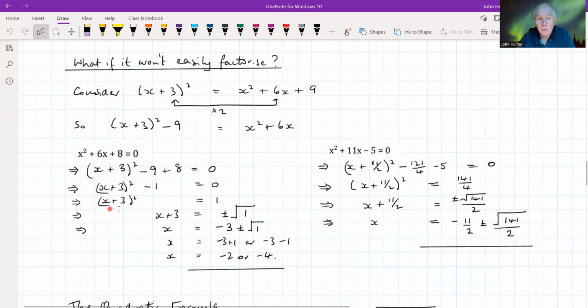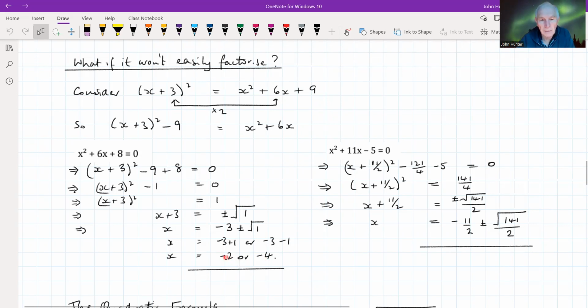Yeah, and we take the square root of both sides. That gives us x plus 3 equals plus or minus the square root of 1, doesn't it? Minus one times minus one equals plus one. So we've got that. And then quite simply, we subtract the 3 from each side and we get minus 3 plus or minus the square root of 1. So therefore, x is going to be either minus 3 plus 1 or minus 3 minus 1, which is minus 2 or minus 4. So those are our two solutions that we've derived by completing the square.